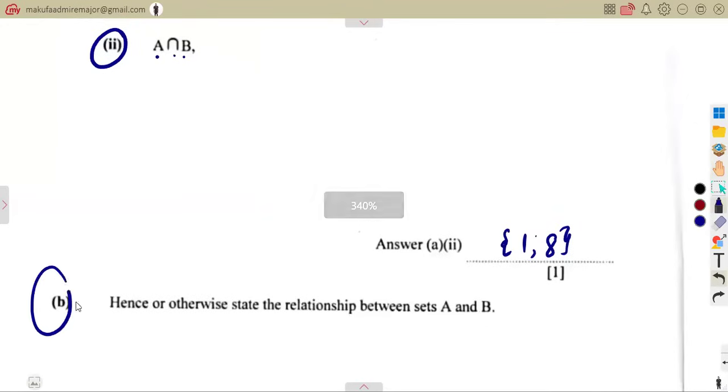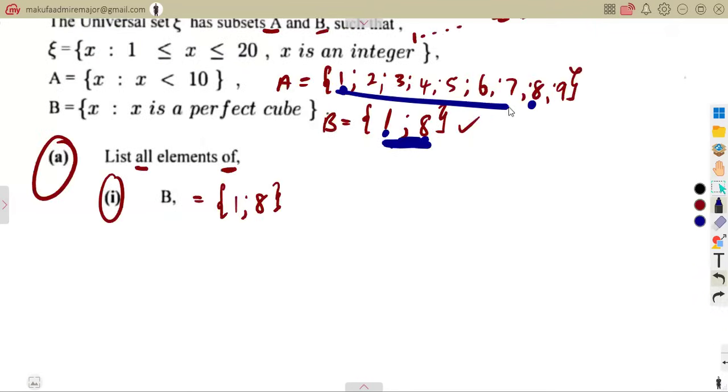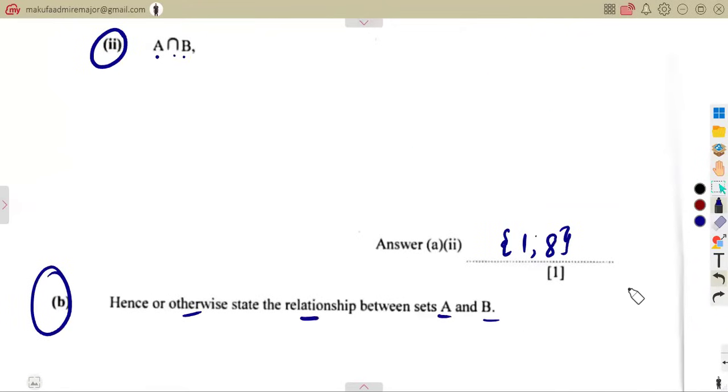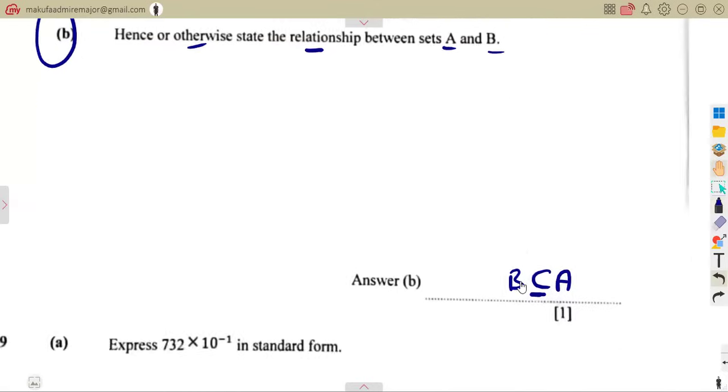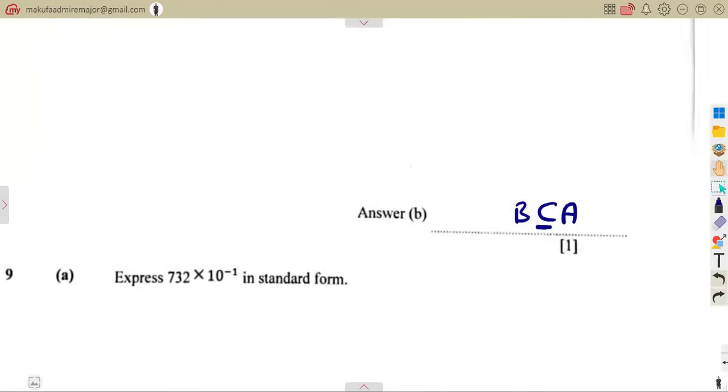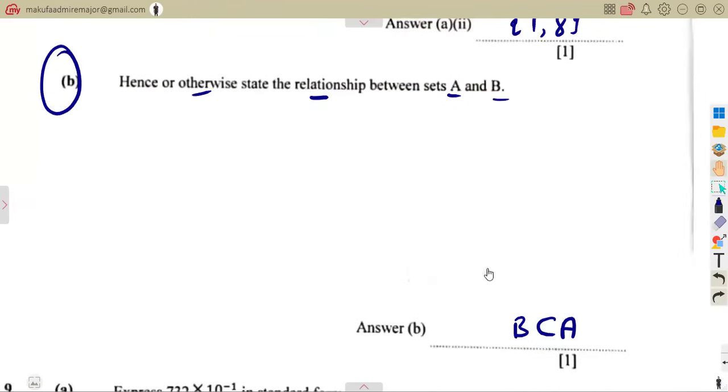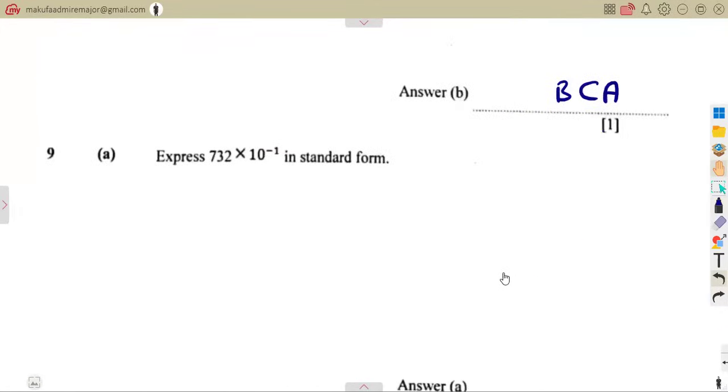So that's why here you're given, hence or otherwise, state the relationship between A and B. We can see that the set B is inside A. 1, 8 is there in A. As it is, we are not having anything remaining. So what type of set is it? B becomes a subset of A. All the elements in B are found in A. So in this case, B becomes the subset of A. It can also be referred to as a proper subset of A. Everything that you are considering is in A. Because of the universal set that you are given and some other elements, considering just A and B, it will be B as a subset of A. That is number 8.